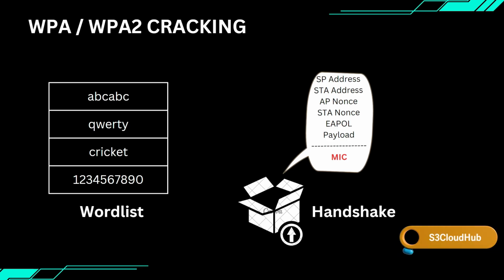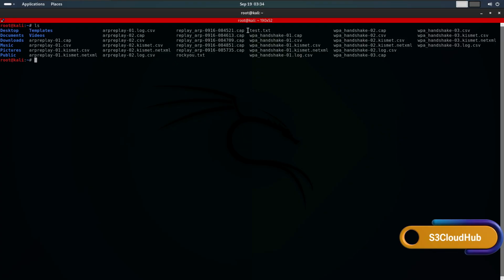Importance of a good word list. This is why the success of this attack largely depends on the quality and size of your word list. For demonstration, I have a word list, test.txt. I have manually added my target password to the end of this list so that when I run it against the handshake, I will find the correct password, since it was not included by default. I also have the WPA handshake01.cap file in my home directory. You will see both the word list and the handshake file.